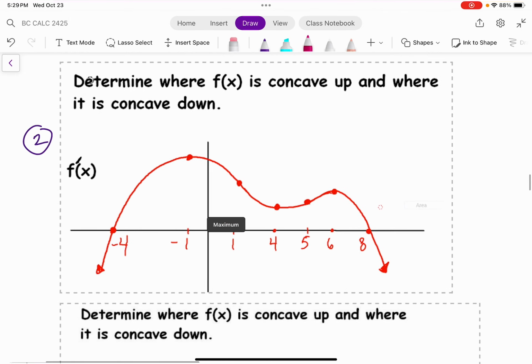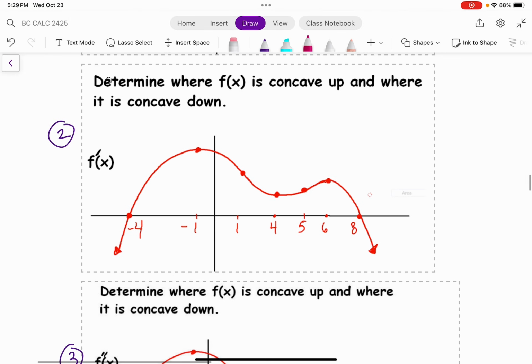So now, notice it's the same graph, but I'm saying now this is f prime. What you're looking at now is not the function itself, but its derivative. And we still want to answer the question, when is f concave up and when is it concave down? Well, now you have to understand that a function's concave up when its derivative is increasing. So this means f prime is increasing. And concave down is when f prime is decreasing. So notice that changes how we look at this graph.